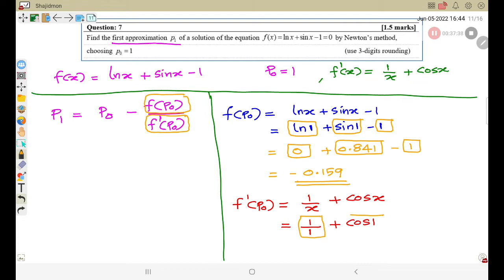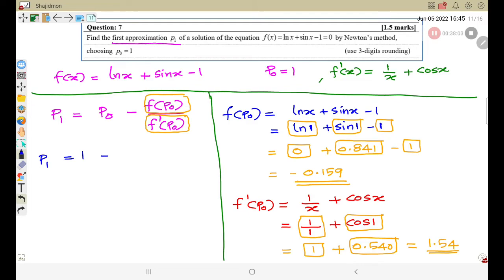What is this number using 3 digit rounding? Equal 1 plus cosine 1. 0.540. Calculator should be in radian mode. Don't forget, equal 1.54.